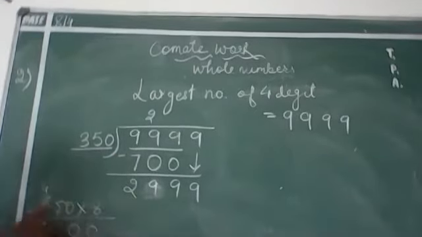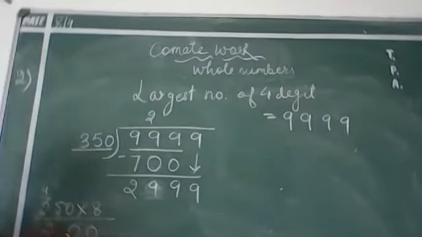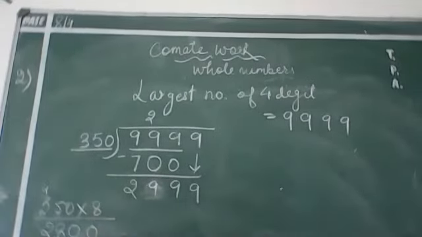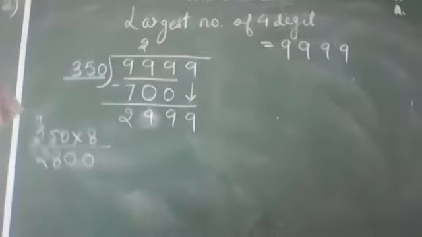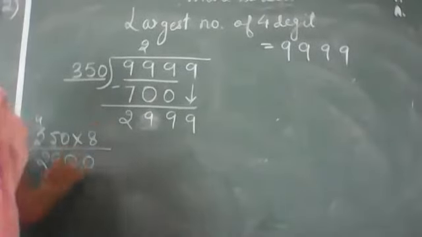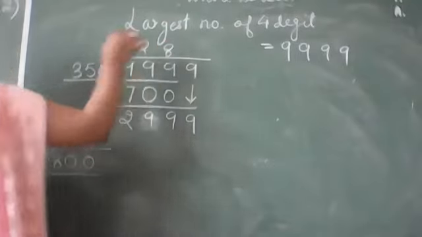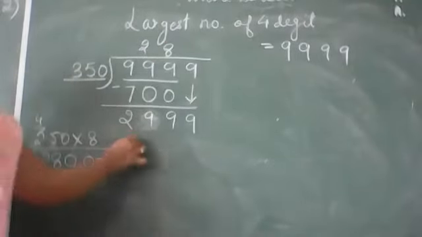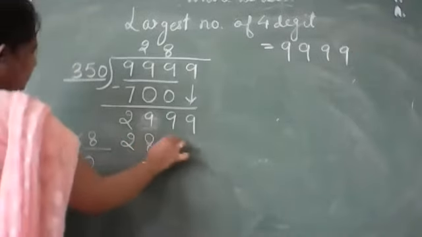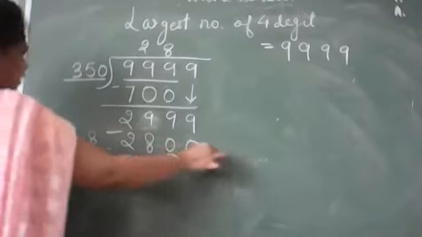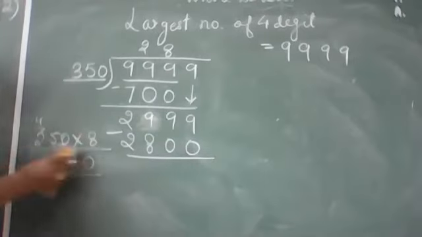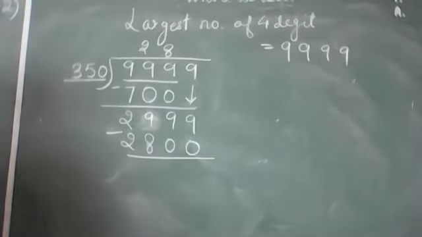Now, when we are doing it, 8 threes are 24. 24 into this will be giving you 2800. Okay, 2800 you are getting it over here. So it is going 8 times. 8 times you are getting 2800. Now when you will do this, what will you get, beta? You will just subtract this.